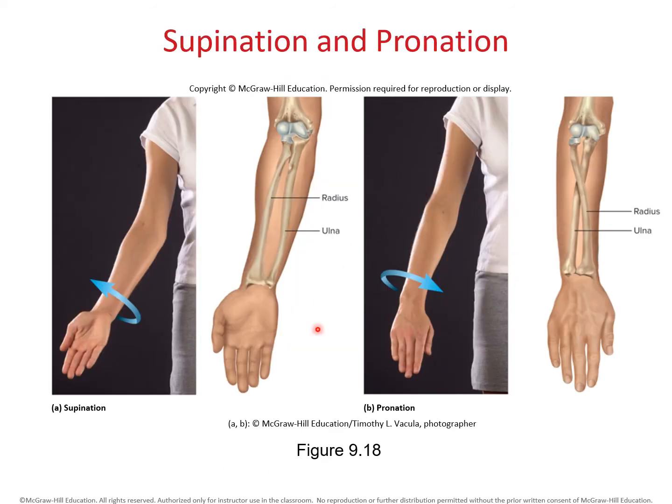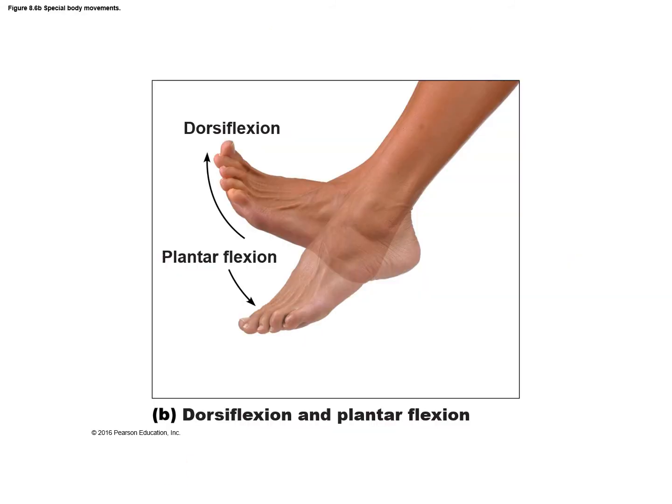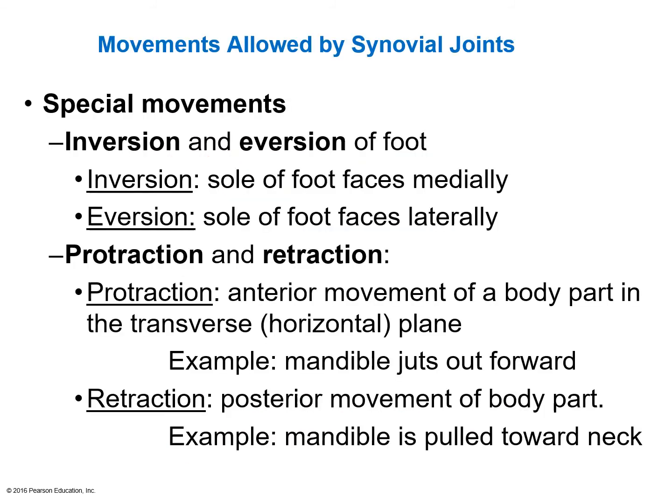Here's another view of this. Dorsiflexion and plantar flexion. So dorsiflexion, we're bringing the toes upward closer to the tibia. Plantar flexion, we're pointing the toes downward, away from the tibia, or at least away from the anterior part of the tibia.